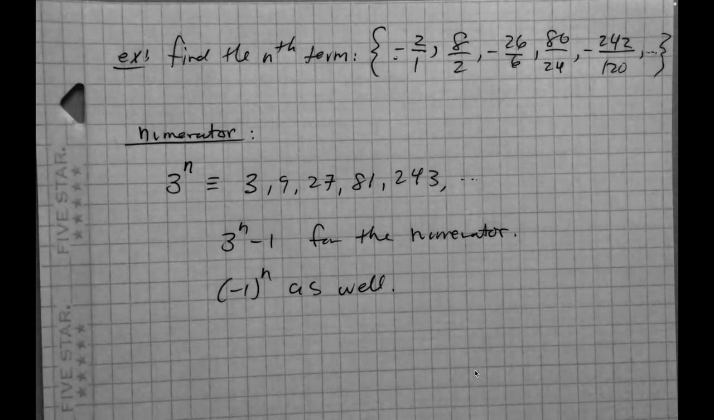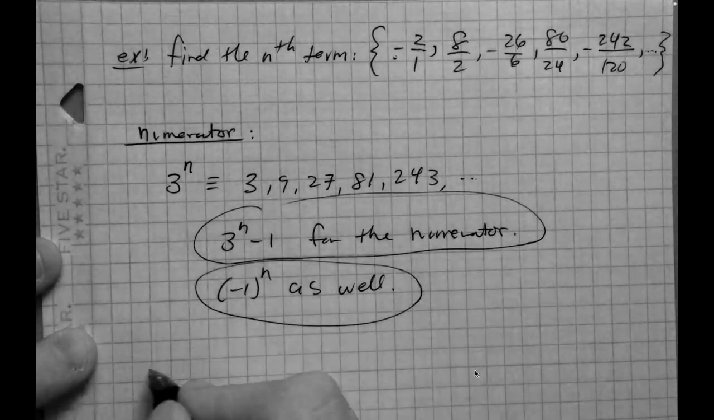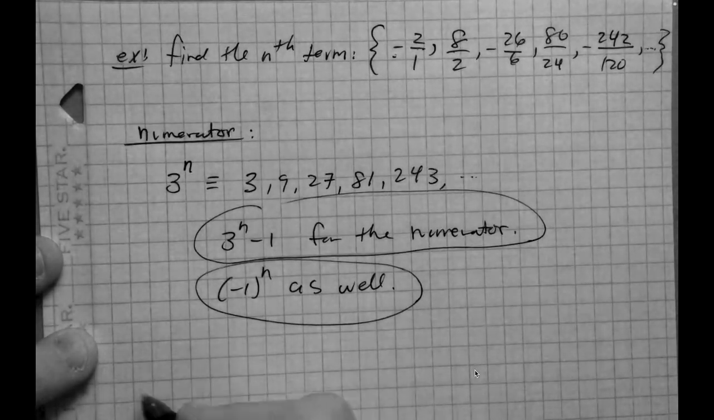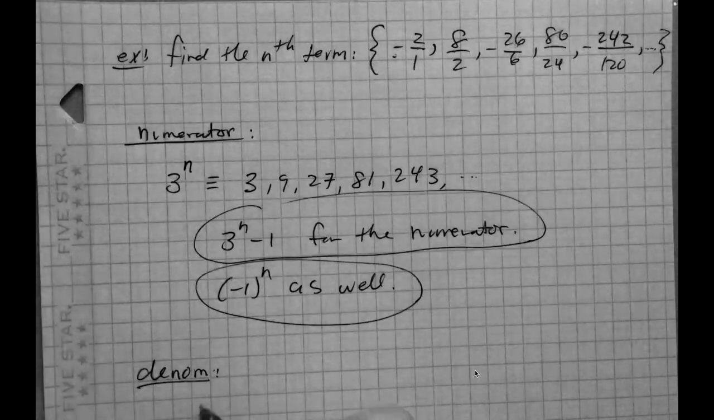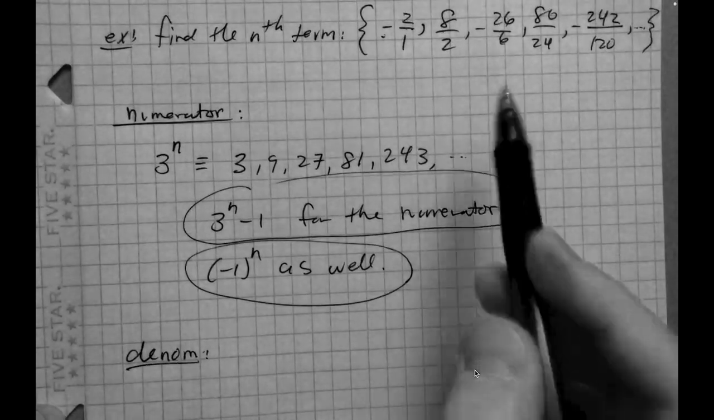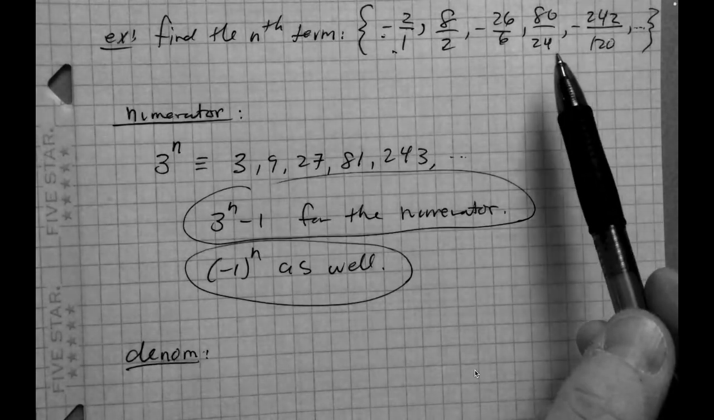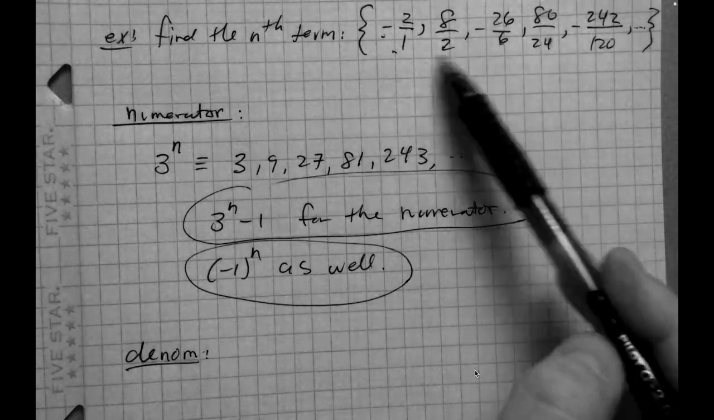We can put that in the numerator, we can put it in the denominator, we can put it out front. We're just keeping track. We'll need this for the overall term. And then what about the denominator? What happens there? Well, it's 1, 2, 6, 24, 120. We did just recently discuss factorials, so you might recognize this as n factorial.